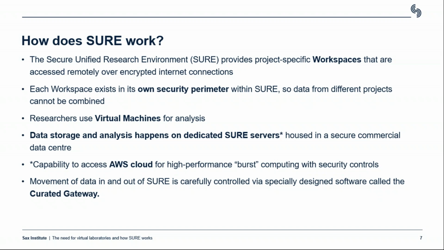The virtual machines that we have for analysis, I think at the moment we offer virtual machines on our servers up to 12 cores and 128 gigabytes of RAM. And traditionally, all the storage and analysis happens on dedicated SURE servers and storage devices that we operate in a secure commercial data centre. They're owned by us and they're in a locked cage there in a data centre. We have now tested the ability to access AWS Cloud for high performance burst computing.